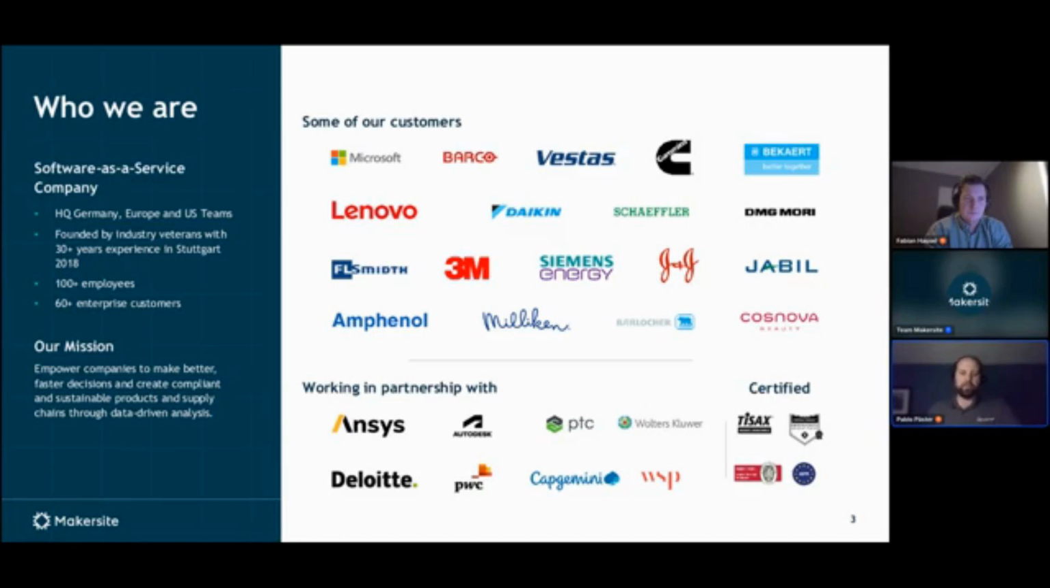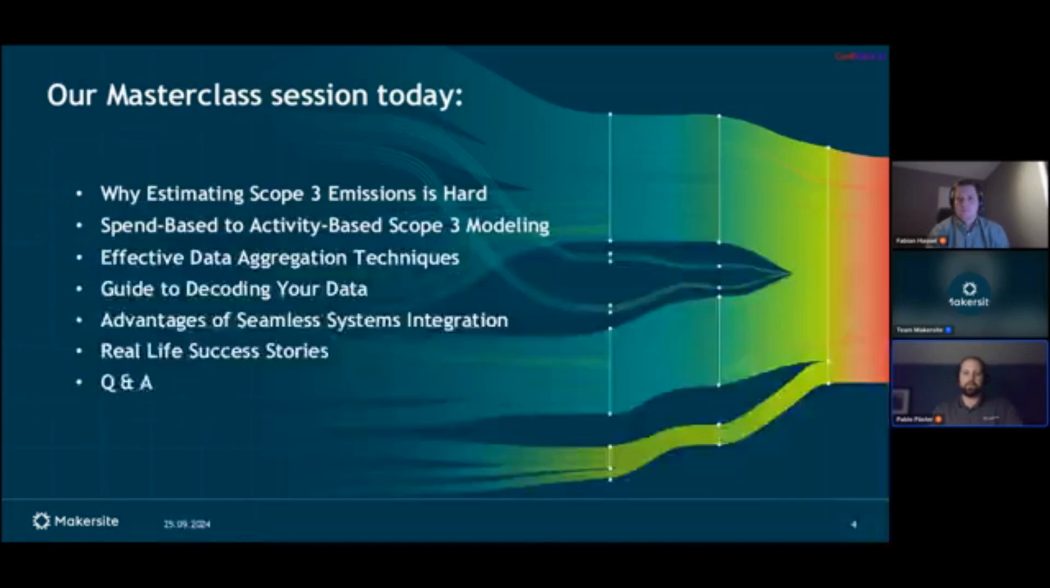We're much more than a tool, though. We're also a partner. Whether you're just starting your journey or pushing for full transparency, we guide you through every step of the way, turning challenges into opportunities for growth. So as we get started with our presentation and go through the slides, think about where you are today and where you'd like to be tomorrow.